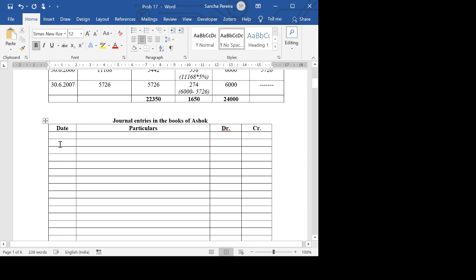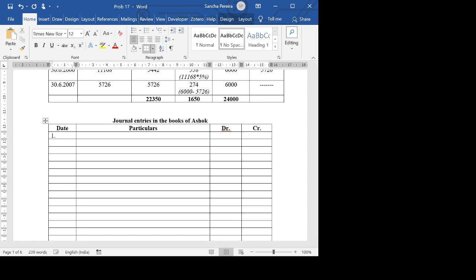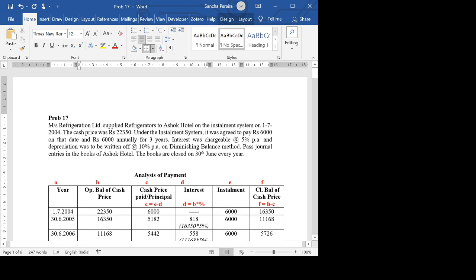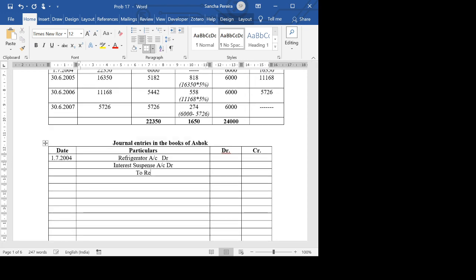Okay. So on 1st July we have dates here. Write the dates. 1st July 2004. The asset here is what? It's a refrigerator. Refrigerator account debit, interest suspense account debit to, who's the seller here? Refrigeration Limited. To Refrigeration Limited.